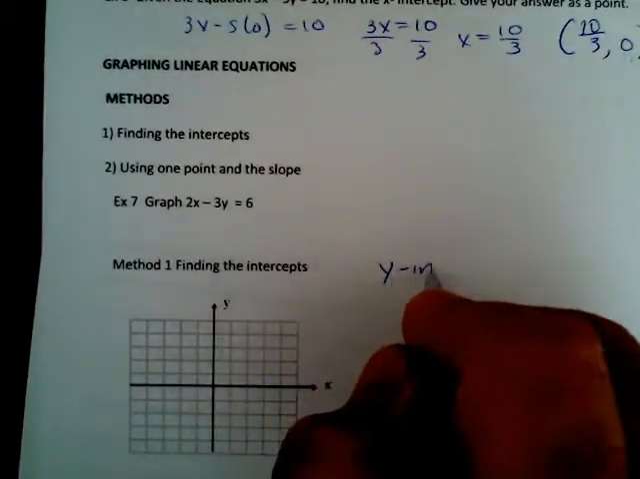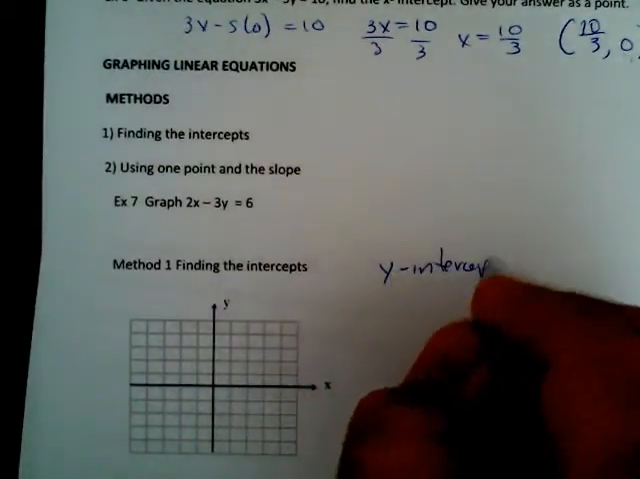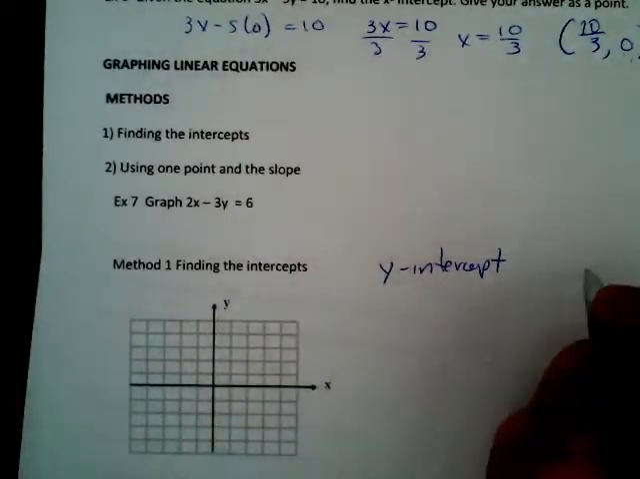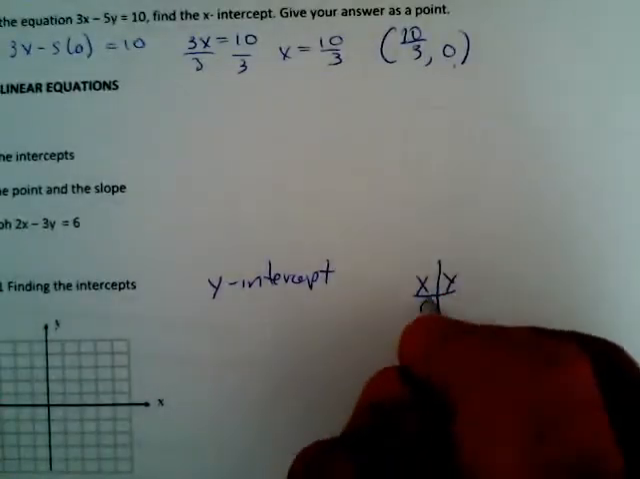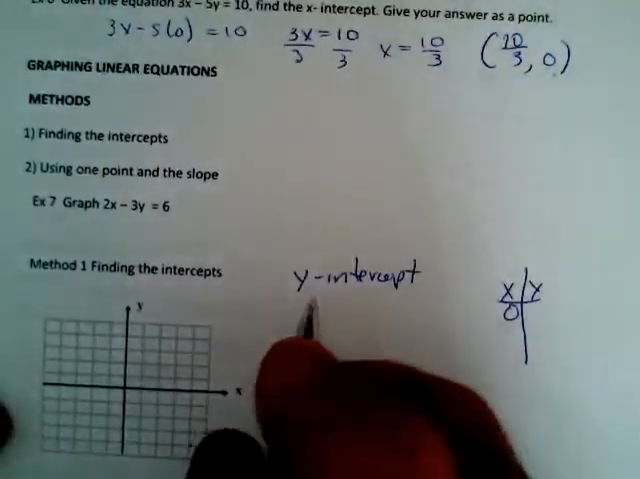So let's go first with the y-intercept. If you think about it, you can make a little table of values here. So I can let x be 0.